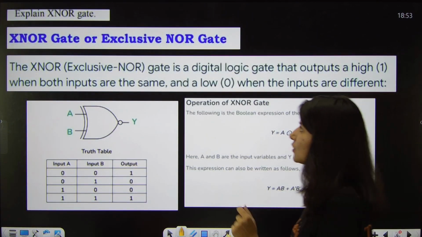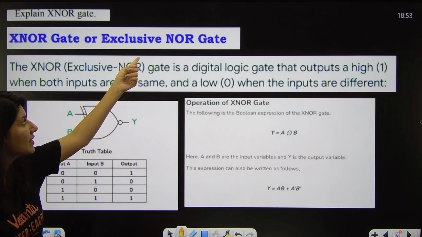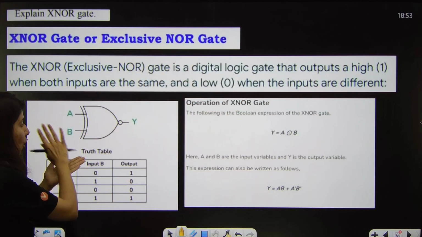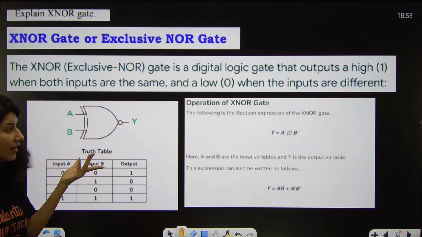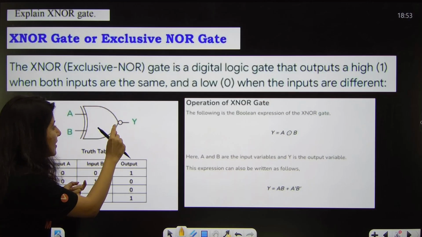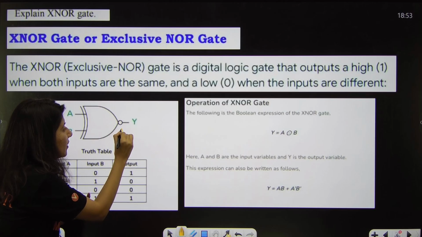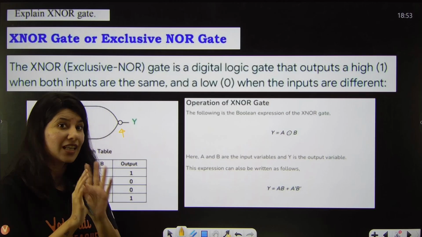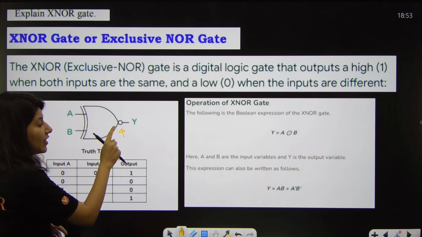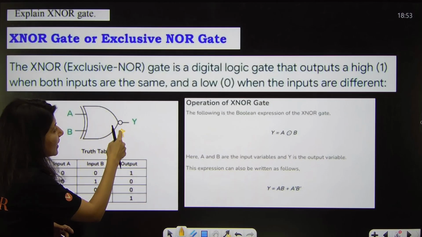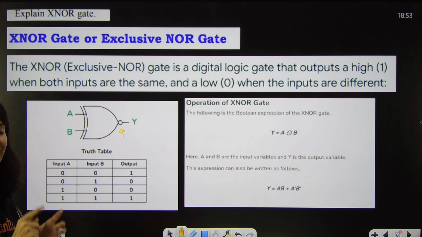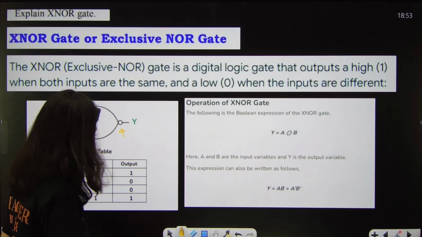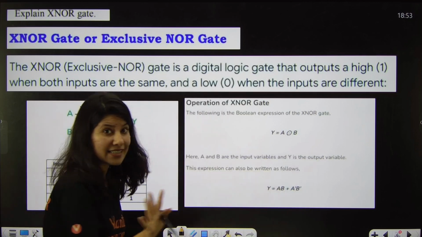So XNOR gate is also known as exclusive NOR. Clearly, the logic diagram is just having this extra bubble. If I compare it with XOR gate, there was no bubble. But if I look at the XNOR gate, there is a bubble. What does that mean? That means the outputs will be inverted. Hold on, let me tell you how. First of all, let us understand the definition.